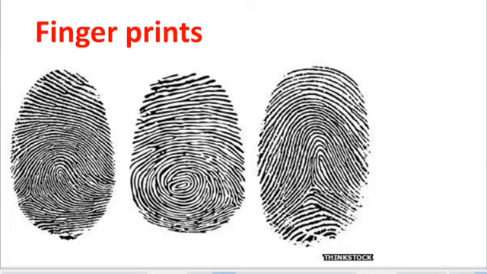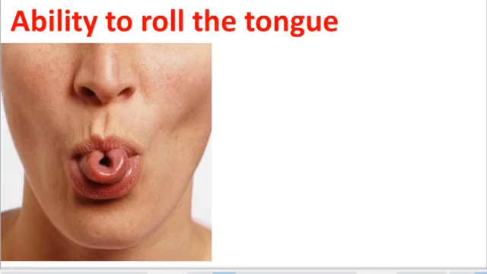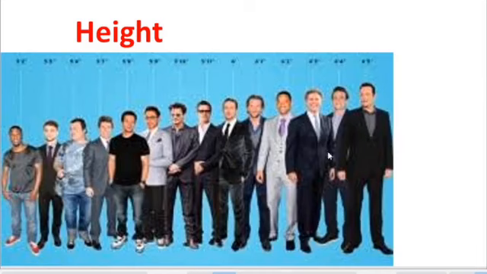Let us now move on to another expression of variation in humans, which is the ability to roll the tongue. It's not everybody who is able to roll the tongue. Others can't do it. This tells us that being able to roll one's tongue is an inherited trait. Some people can roll their tongues in a tube, others can't. It's not something that can be done by everyone. We now move on to look at height.